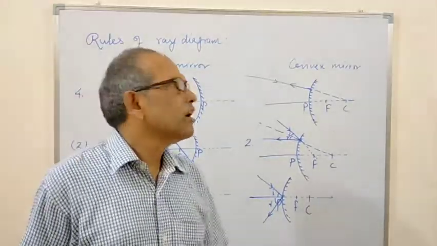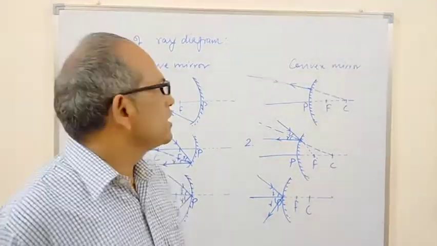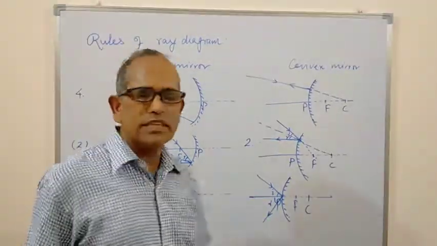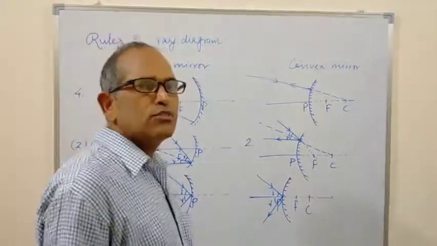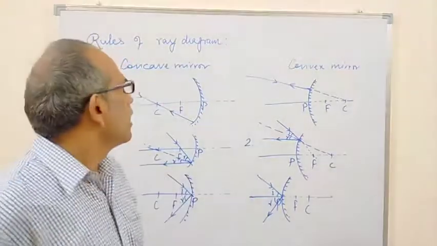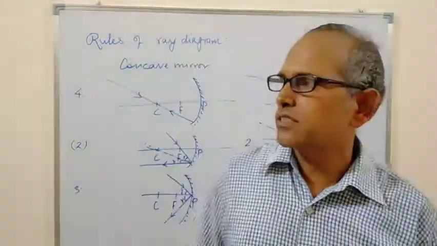Now let's see the image formed by these spherical mirrors when the object is placed in front of them. So we will discuss image formation by convex mirror and concave mirror in our next lecture.